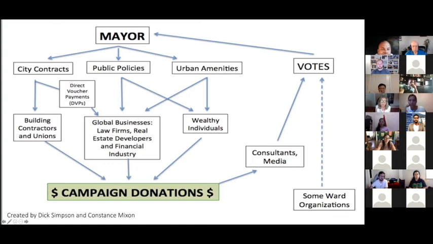Now, unlike his predecessors, Rahm Emanuel was not as dependent on the ward organizations. His was very much a money machine. There was some ward organization support, but his power came, bottom line, from his ability to raise money and reward his supporters in city council and punish those who did not support him. That's where his power came from.